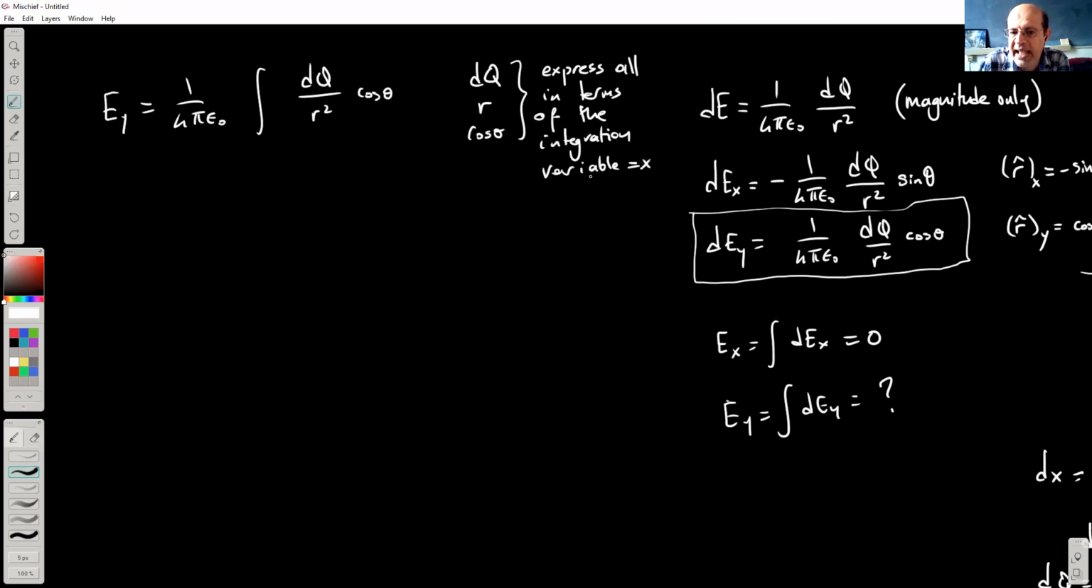Which is basically x. So I have to write down somehow dq in terms of dx. I need to write down r in terms of x. So we have done this. And I have to write down cosine theta in terms of x. So I need to look at this picture again.